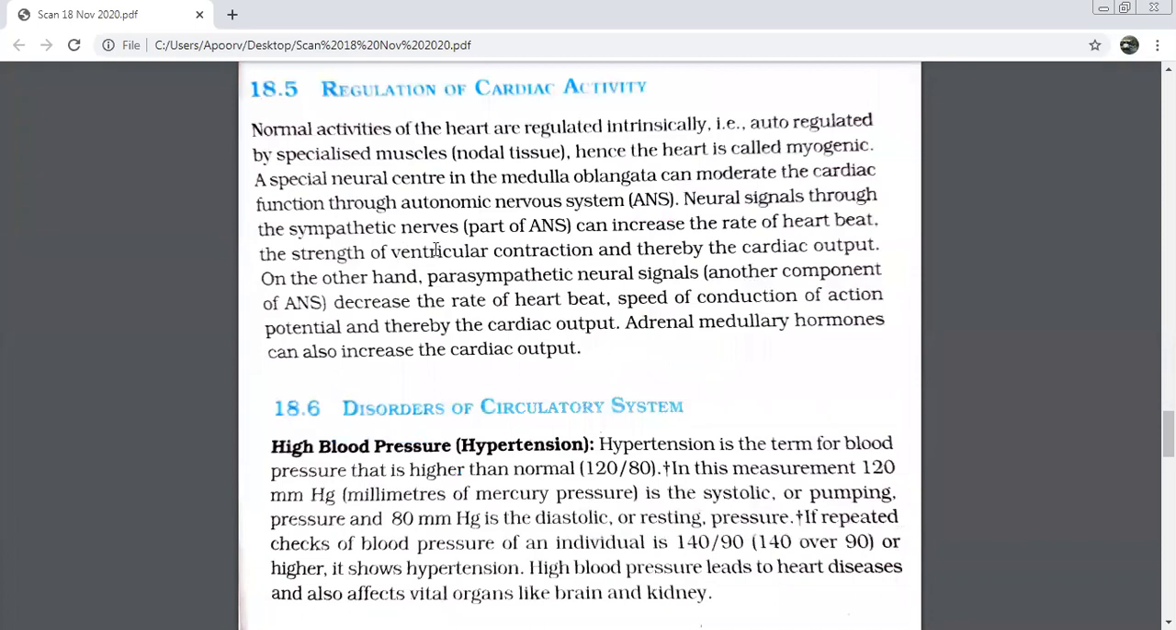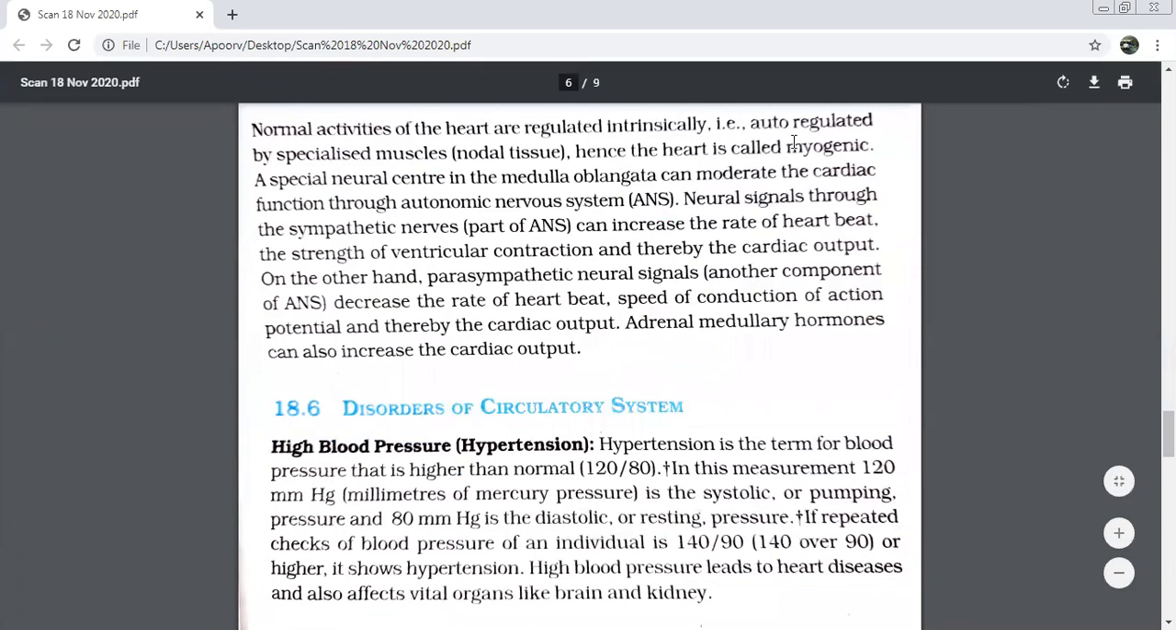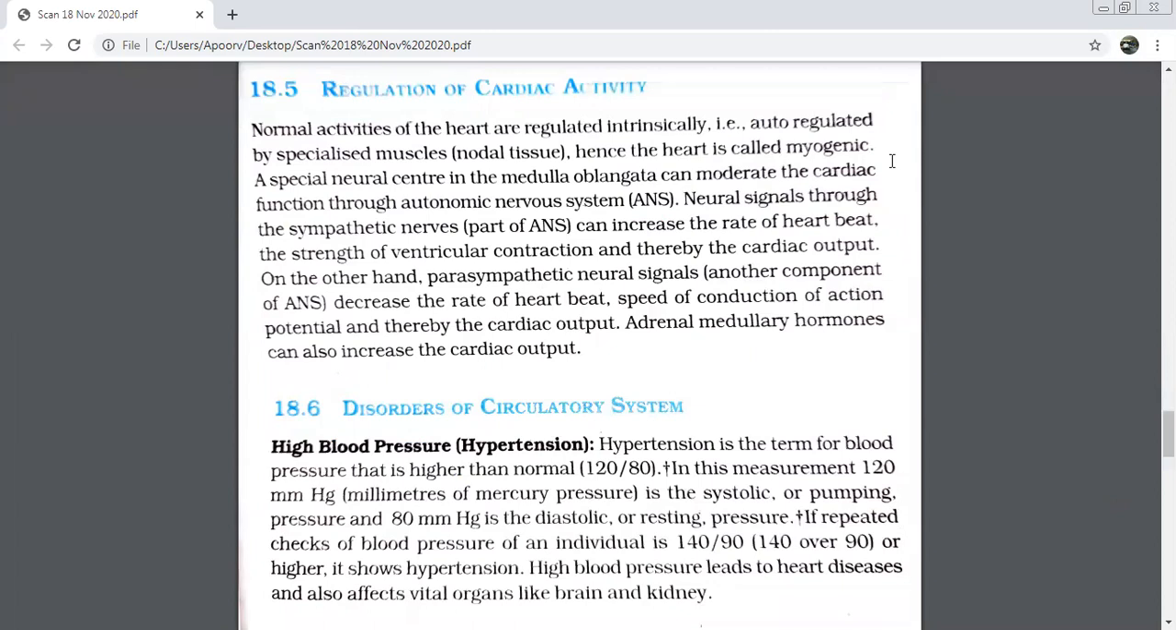Regulation of cardiac activity we have done. Normal activities of the heart are auto-regulated. The heart works on its own, auto-regulated by special muscles. That is why the heart is called which kind of a heart? Myogenic heart, because it is auto-regulated. It controls itself by special muscles, and that is why our heart is known as a myogenic heart. Which kind of a heart is it? Because it is controlled by muscles. Myogenic heart.